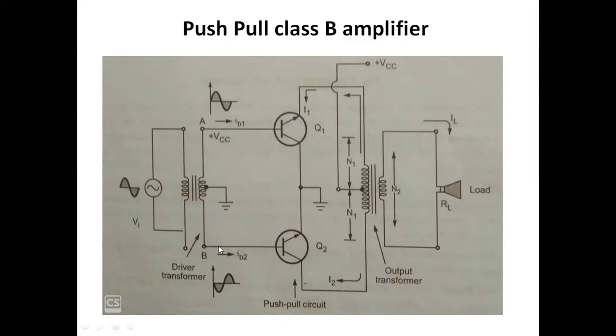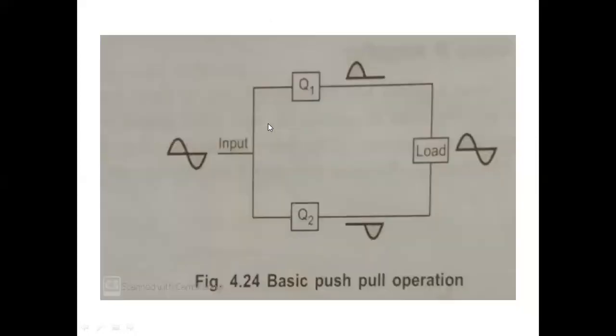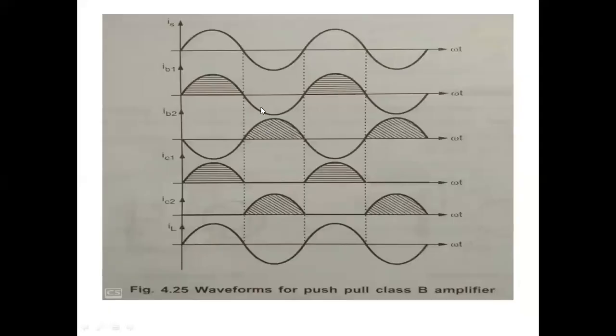And Q2 is on means the current which we have at the base will be passed to the collector, and that will be applied to the load by the use of the secondary of the transformer. Okay, and these are the output waveforms of the corresponding operation.